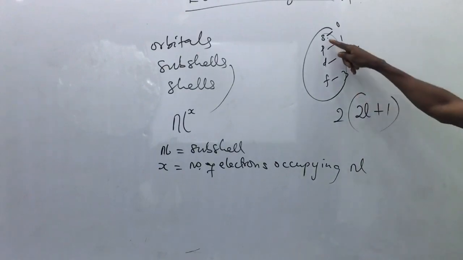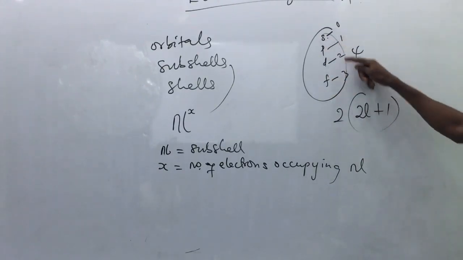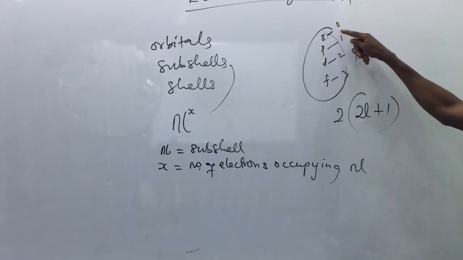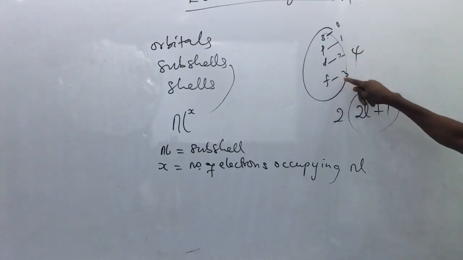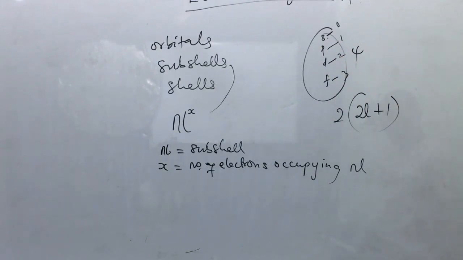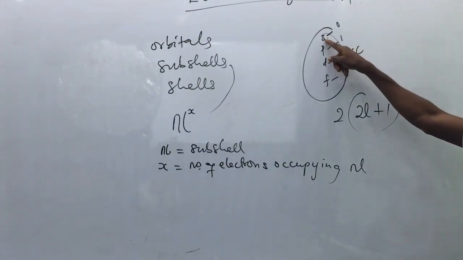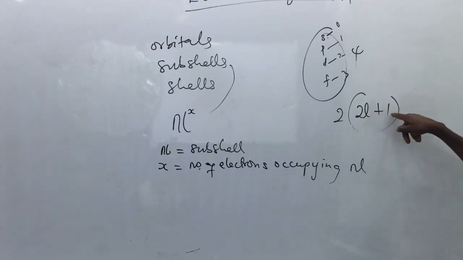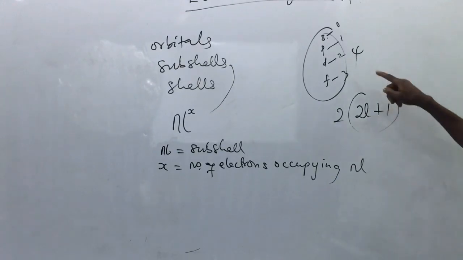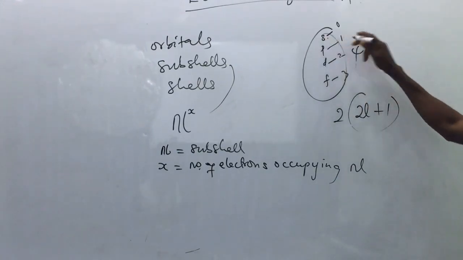So it means that these symbols you are seeing here represent these figures. S represents 0, P represents 1, D represents 2, and F represents 3. Okay? So for example, if I want to know the maximum number of electrons a subshell can accommodate, I will put 0 into this equation. 2 times 0 is 0, 0 plus 1 is 1, 1 times 2 is 2. So the maximum number of electrons an S subshell can accommodate is 2.